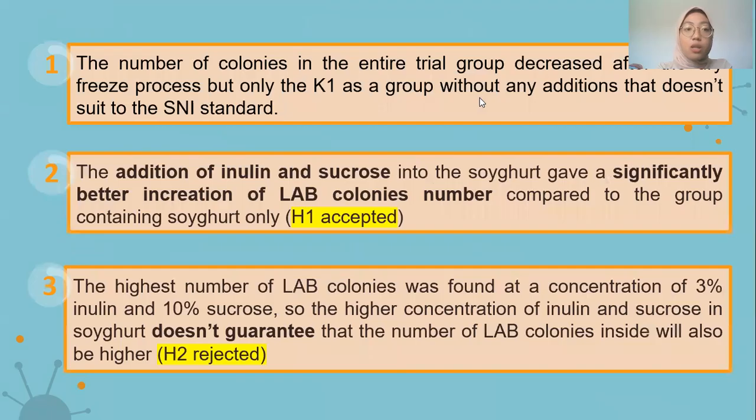So the conclusions are: the number of colonies in the entire trial group decreased after the freeze-drying process, but only the K1, the group without any addition, doesn't meet the SNI standard. Second, the addition of inulin and sucrose into the yogurt gave a significantly better increase of LAB colonies number compared to the group containing yogurt only. So it means that the first hypothesis is accepted. And last, the highest number of LAB colonies was found at a concentration of 3% inulin and 10% sucrose. So a higher concentration of inulin and sucrose in yogurt doesn't guarantee that the number of LAB colonies inside will also be higher. That means the second hypothesis is rejected.